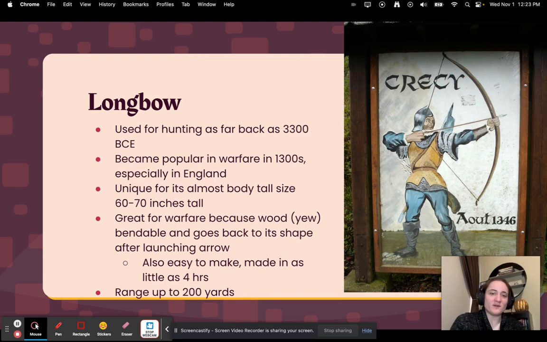It was great for warfare because the wood, also known as the yew, was very bendable. It goes back into its shape after launching the arrow. And it was incredibly easy to make. A soldier can make one on the go in as little as 4 hours, and it had a range of up to 200 yards.